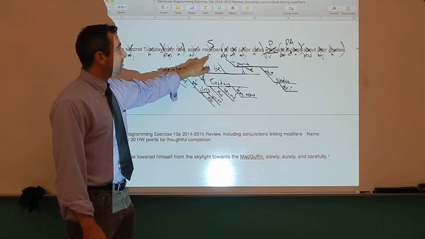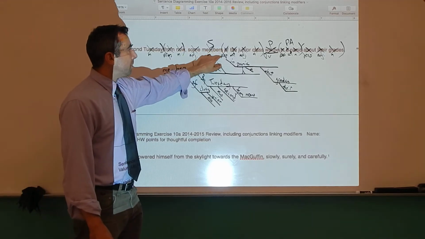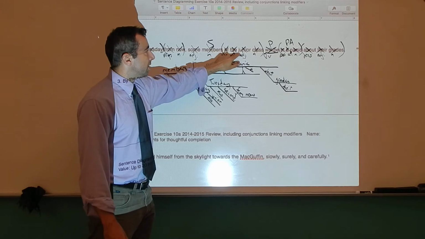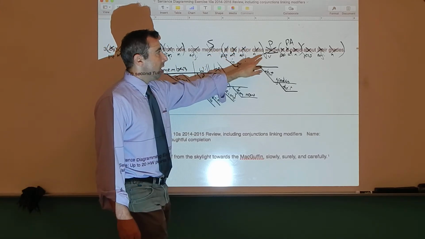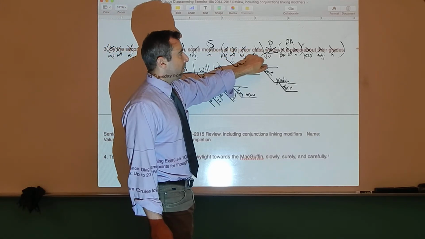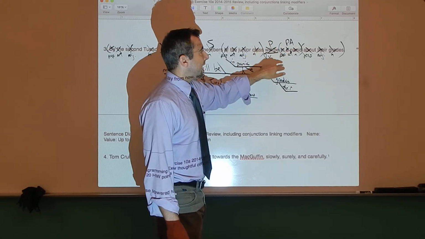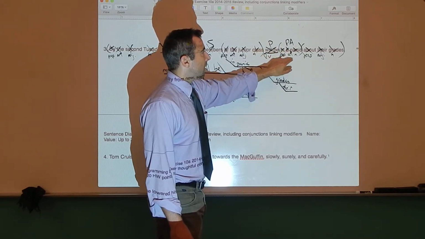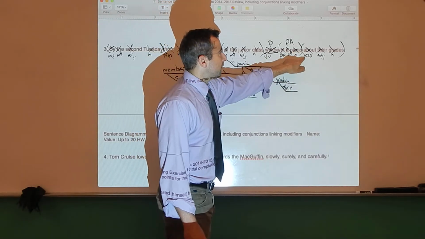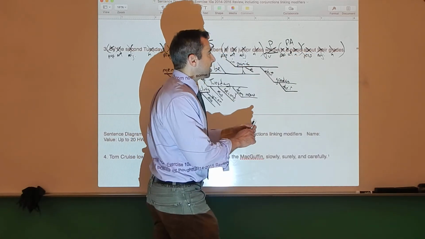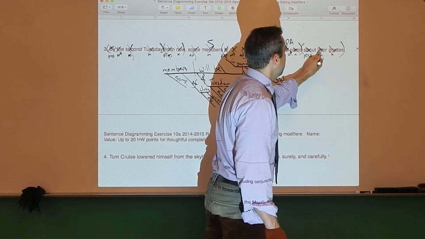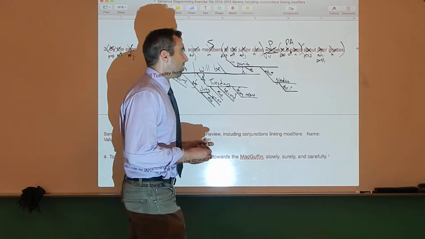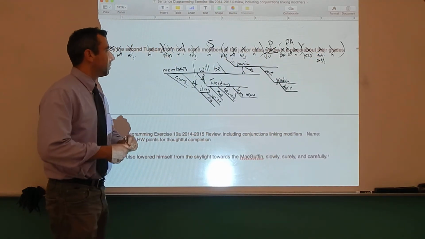Some is an adjective, members is a noun. Of is a preposition, the is an article, junior is an adjective, class is a noun. Will be is a verb, it's a linking verb. In a panic, that's the predicate adjective, it's a prepositional phrase. Preposition is in. A is an article, panic is a noun. About is a preposition. Their is an adjective, it's a possessive. Grades is a noun. And here comes the diagram.